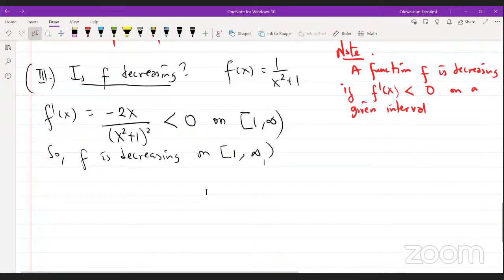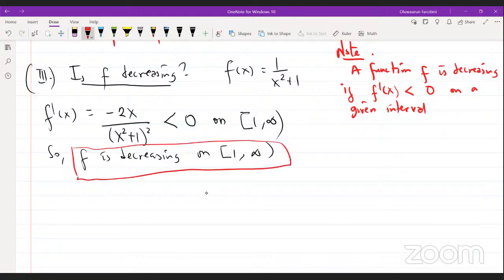Okay, so our 3 hypotheses are satisfied. Number 1, continuous. Number 2, positive. Number 3, decreasing. So now we are free to use the integral test. If any of these things fails, then we cannot use the integral test. We cannot even talk about it. Okay, so thus we can use the integral test.